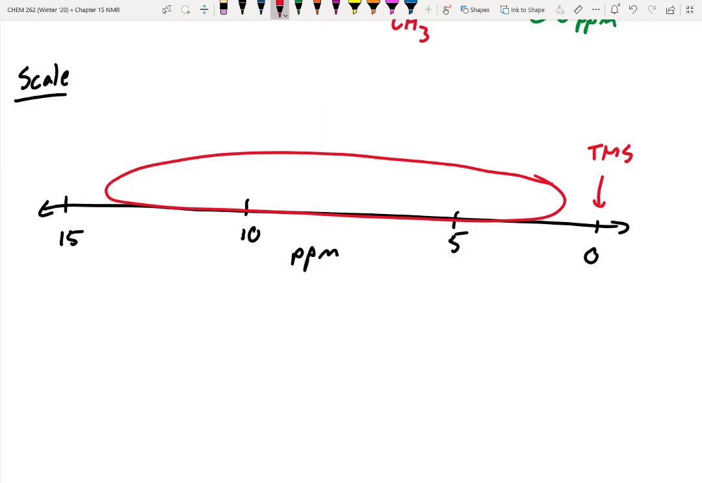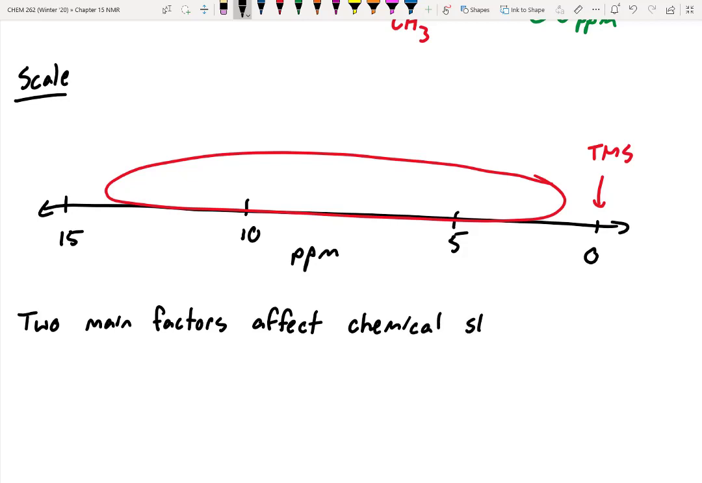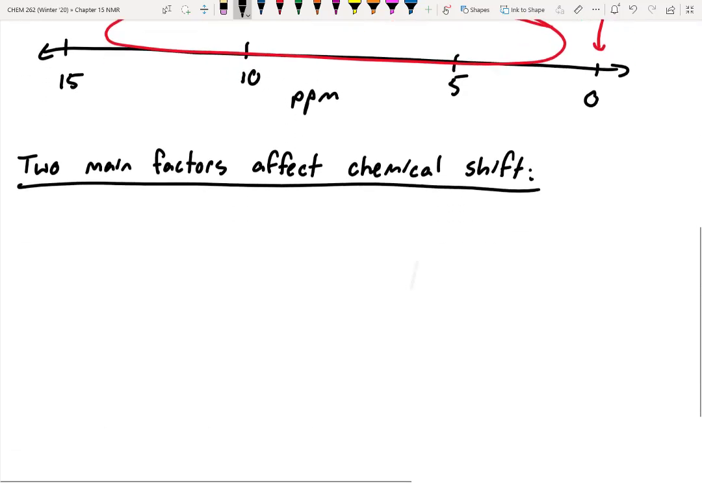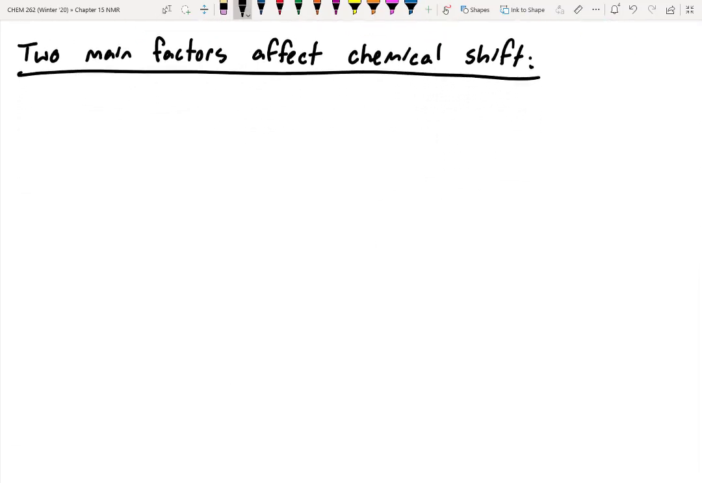All right, so then the question is, why might a peak show up here or down here or in the middle? We've got to kind of determine what's going on there. And there's two main factors that affect shift. All right, so let's kind of look into these two factors a bit more. So the first one is electronegativity or induction.